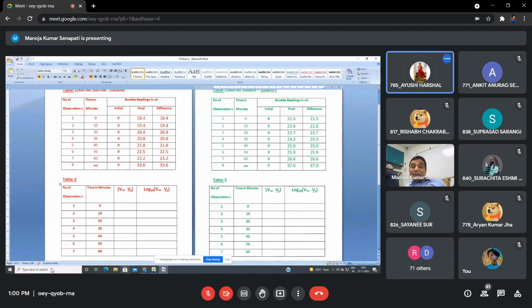So what will be the scale for the graph? Yes, first you write this one, then I will write. Okay, sir.